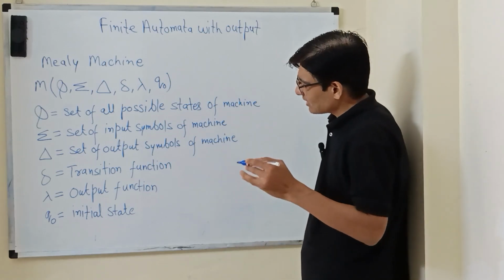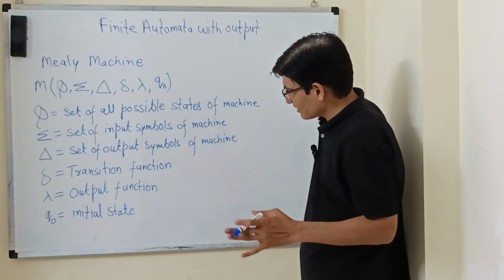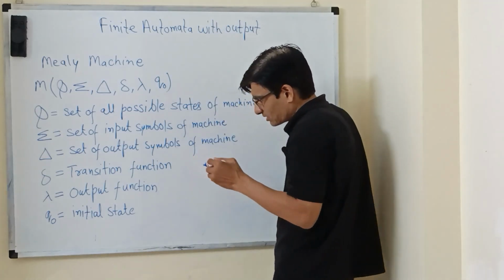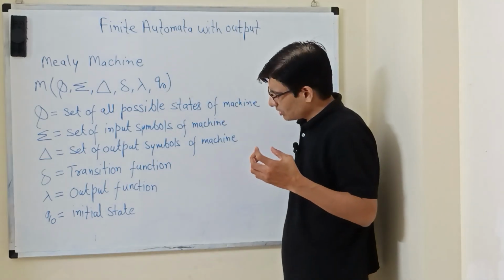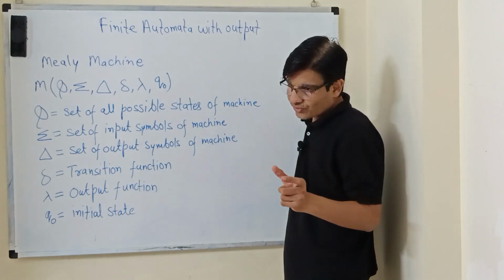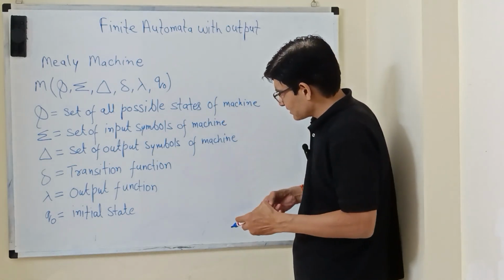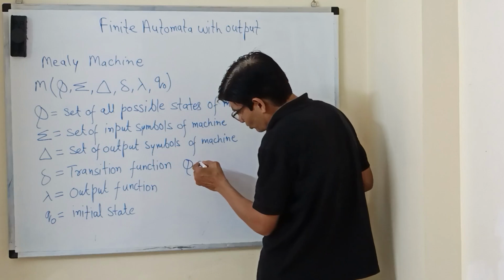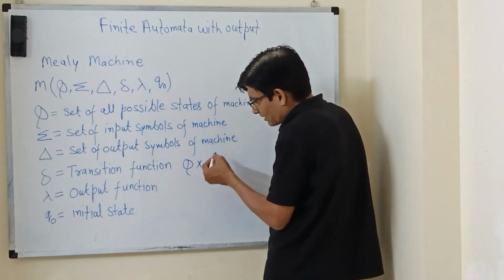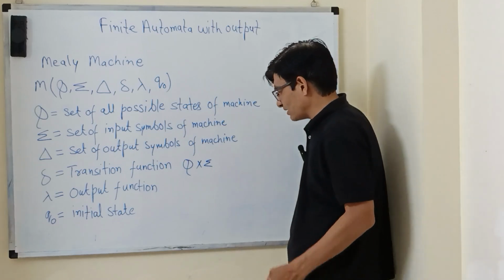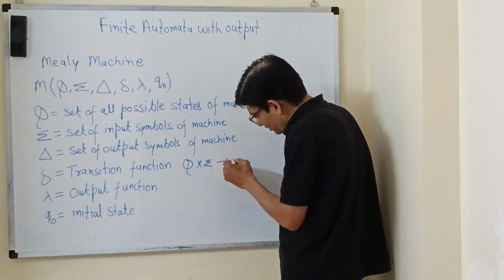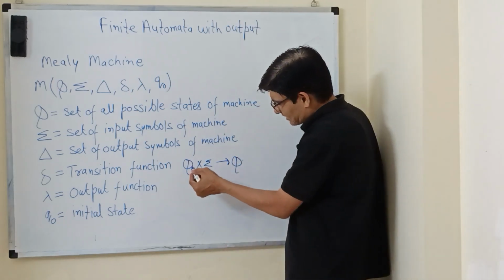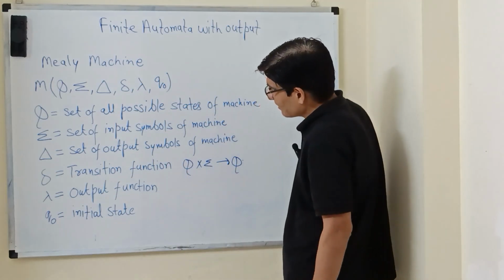Now, what is the difference between Mealy machine and Moore machine, that I will show you. First we will discuss the transition function of this machine. As in a transition, we move from one state to another. For this, we will see the present state of the machine that will come from capital Q, and also the current input that is being read by the machine, and based on that we get one next state that will again come from the set Q. So this is the transition function of Mealy machine.